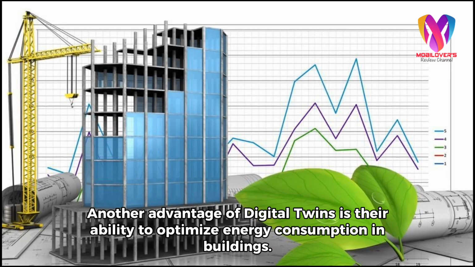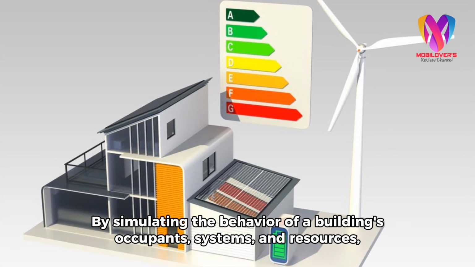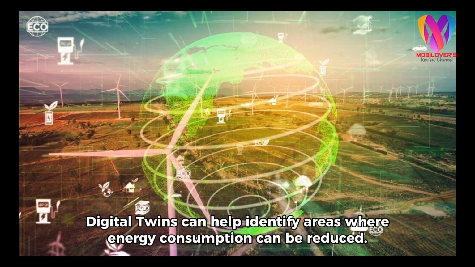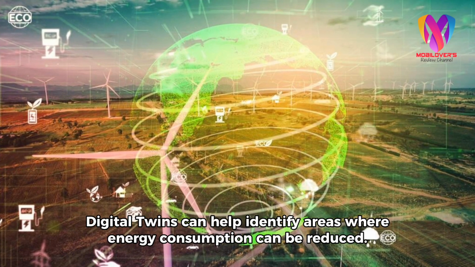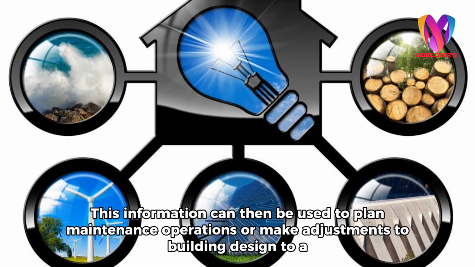Another advantage of digital twins is their ability to optimize energy consumption in buildings. By simulating the behavior of a building's occupants, systems, and resources, digital twins can help identify areas where energy consumption can be reduced. This information can then be used to plan maintenance operations or make adjustments to building design.